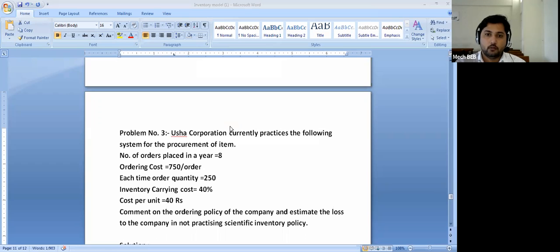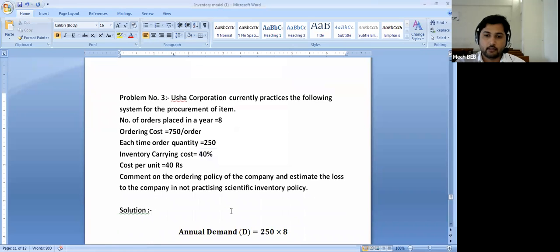EOQ 433. Yes. Any other value? Any other opinion? No one else is doing the calculation. Only Yasar is doing the calculation. Okay, EOQ 433. So we will see how we get 433.